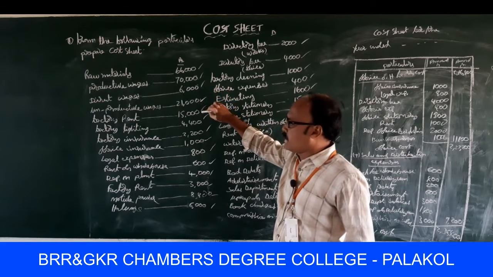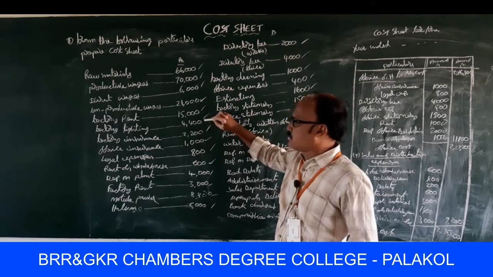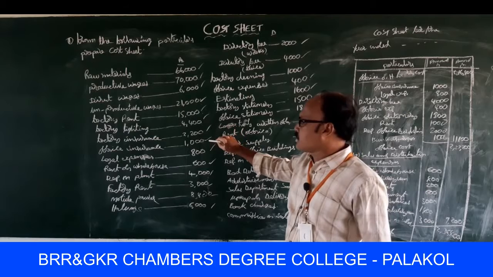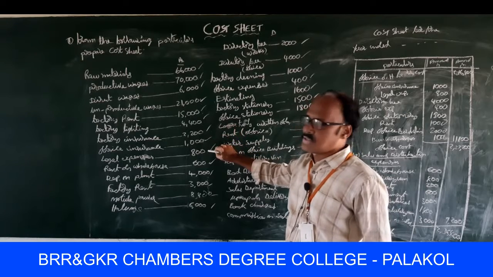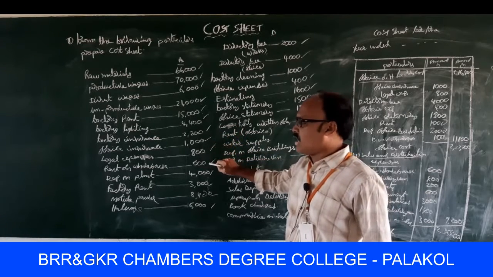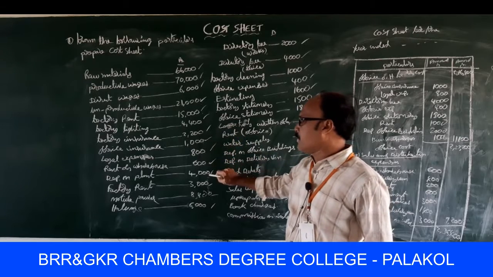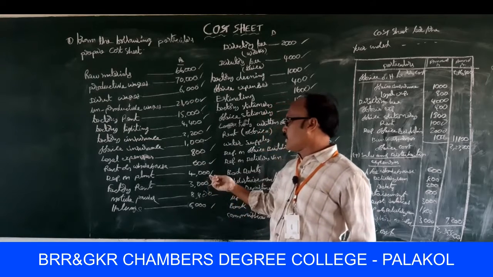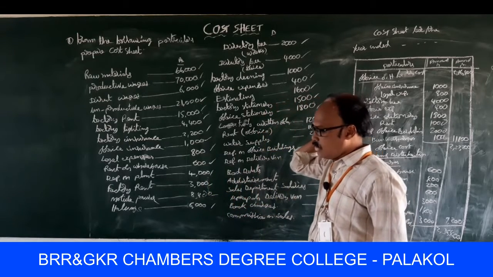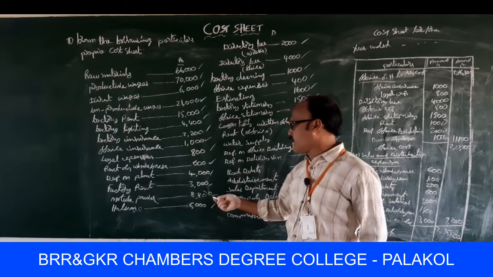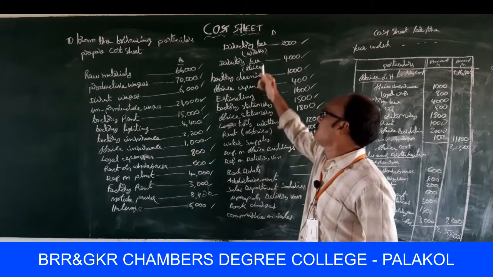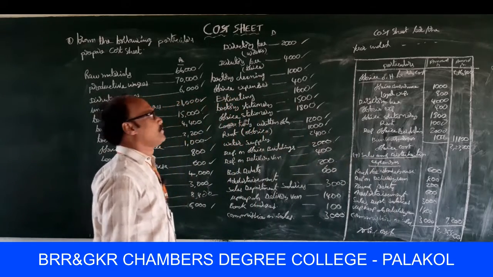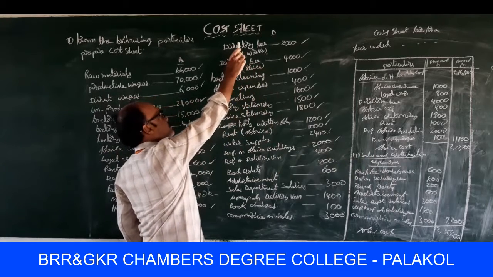Factory rent, factory overheads. Factory lighting, factory overheads. Factory insurance, factory overheads. Office insurance, office overheads. Legal expenses, office overheads. Rent for warehouse, sales and distribution expenses. Depreciation on plant, factory overheads. Motive power, factory overheads. Haulage, factory overheads. Director's fees, works. Works is nothing but factory, so director's fees, factory overheads.